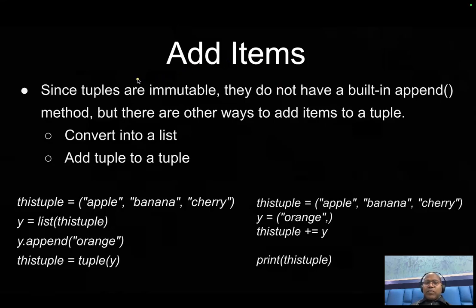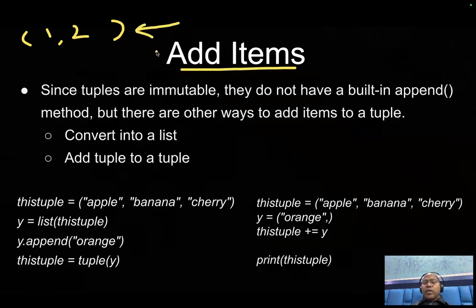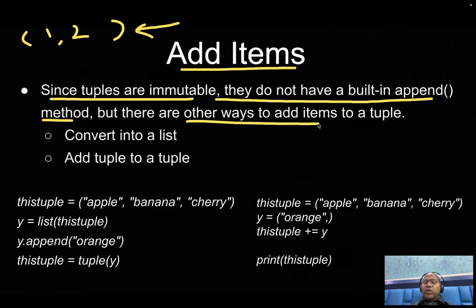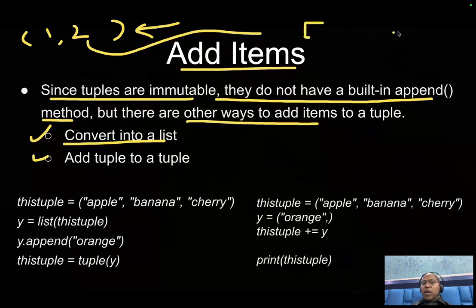And similarly, let's say we have a tuple like 1 and 2, and I want to add one more value. Generally tuples do not allow adding any more elements. Since tuples are immutable, they do not have a built-in append function. So again, there are two workarounds available. One is to convert the tuple to a list, which we discussed. Just convert this tuple to a list, and a list has a built-in method like append. You can call the append method to add more elements, right?